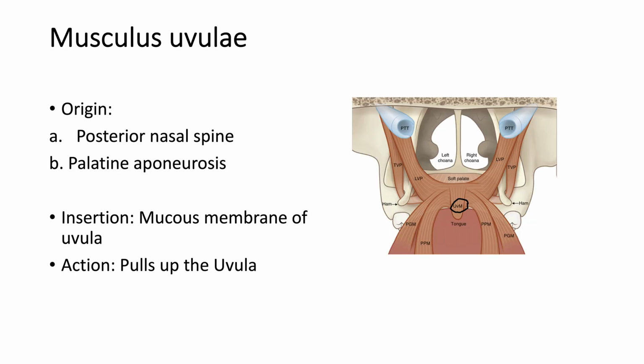Next I will be talking about is musculus uvulae, which is this muscle over here. It originates from posterior nasal spine and palatine aponeurosis, as you can see over here, and it inserts in the mucous membrane of the uvula. Its action is to pull up the uvula.